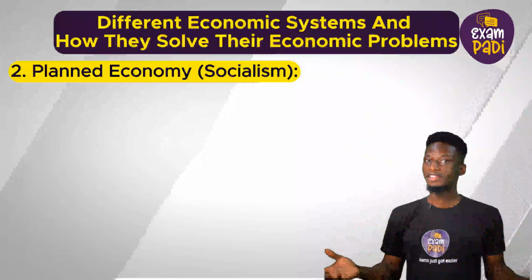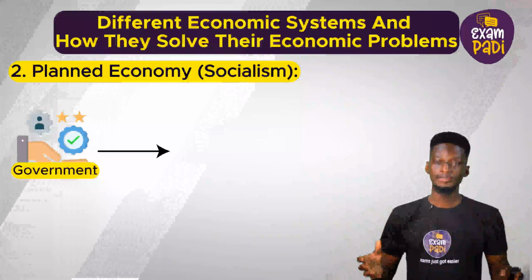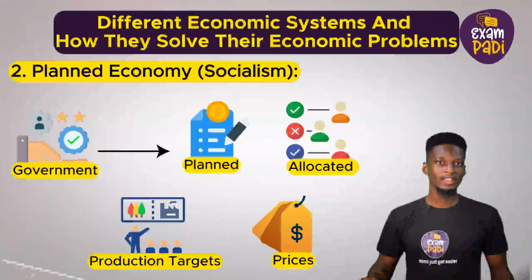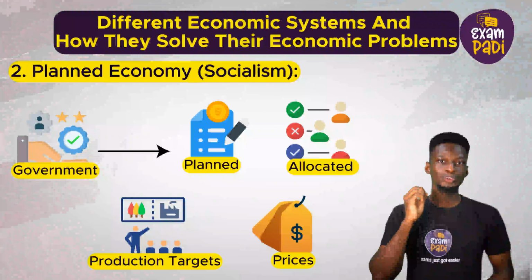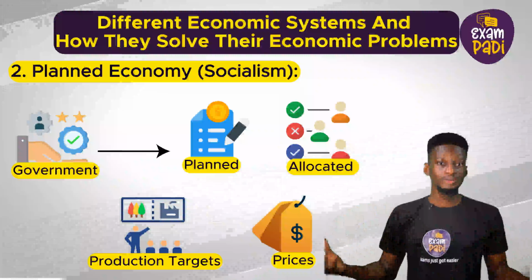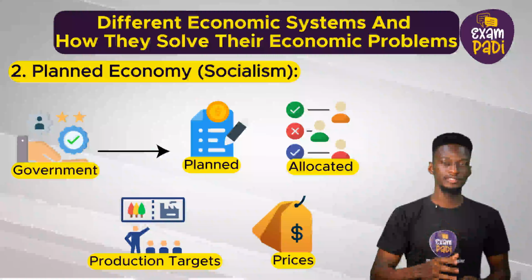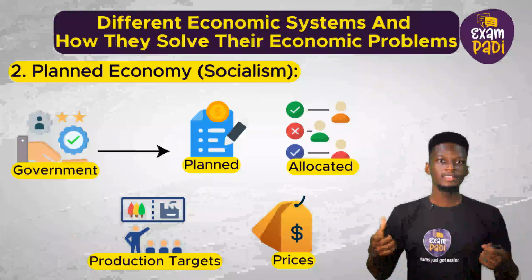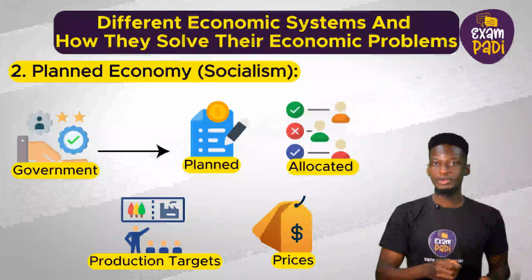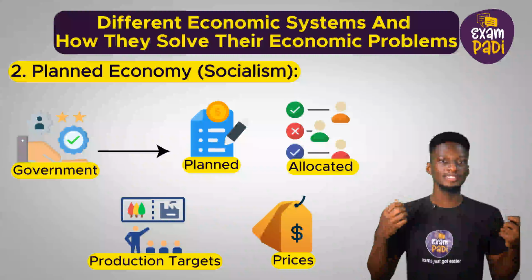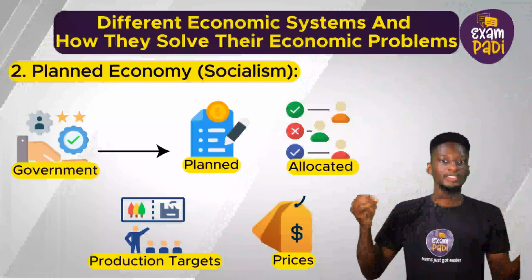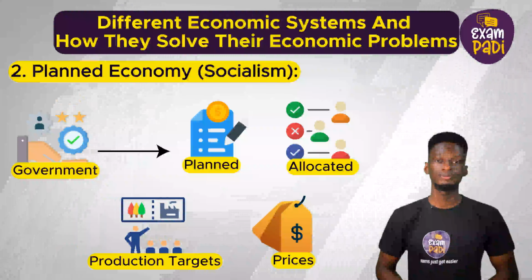2. Planned economy or socialism. Economic problems are solved through centralized planning, where the government sets production targets, allocates resources, and determines prices. For example, China has a socialist market economy where the government plays a significant role in planning and guiding economic activities while allowing some market mechanisms to operate.